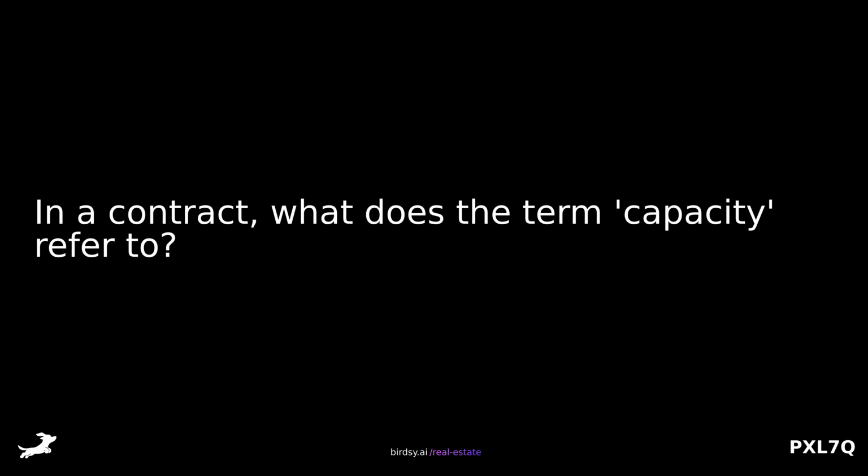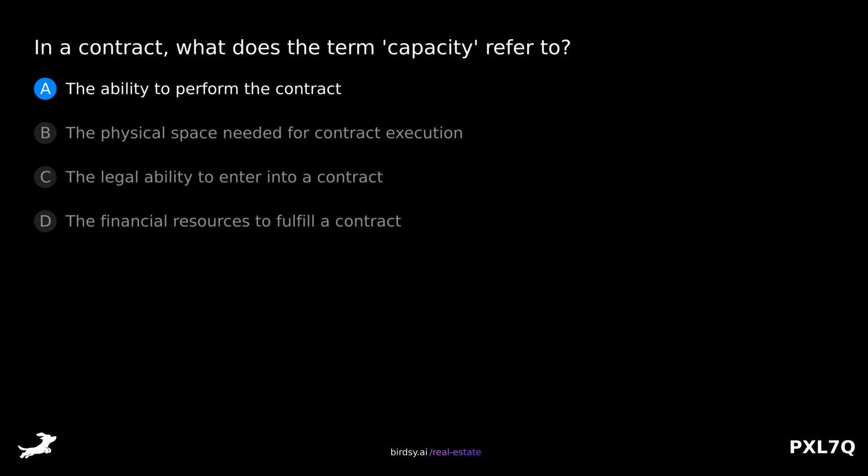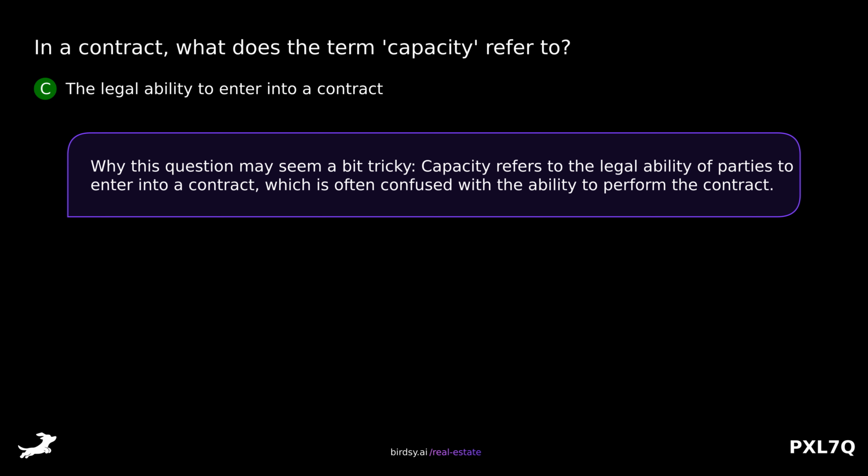In a contract, what does the term capacity refer to? Is it A, the ability to perform the contract, B, the physical space needed for contract execution, C, the legal ability to enter into a contract, or D, the financial resources to fulfill a contract? The answer is C, the legal ability to enter into a contract. Why this question may seem a bit tricky: capacity refers to the legal ability of parties to enter into a contract, which is often confused with the ability to perform the contract.